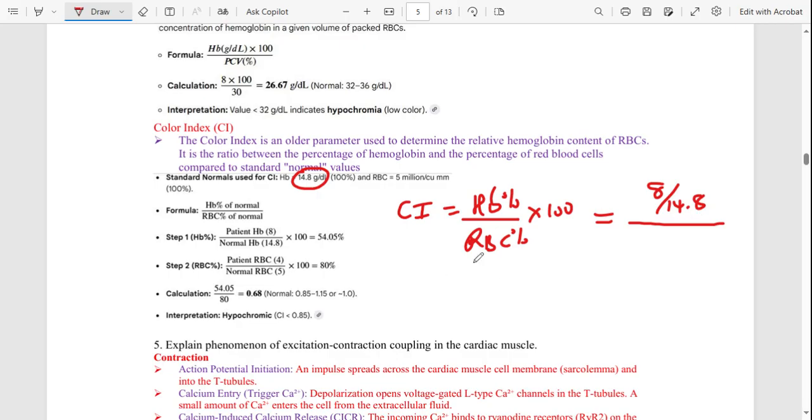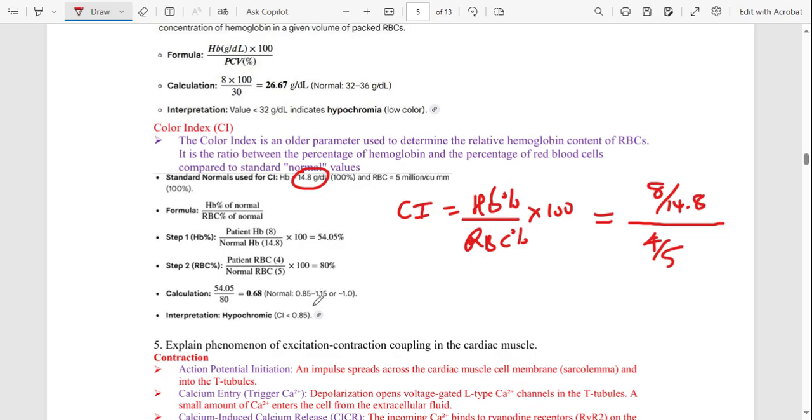And then the red blood cells also, it's a percentage that we're calculating. So for the percentage, you use what you have been given. In this case, it's 4. And then the normal red blood cell count is supposed to be, in this case, we take 5 million, as the normal accepted value. Once you do this, you are going to multiply by 100.